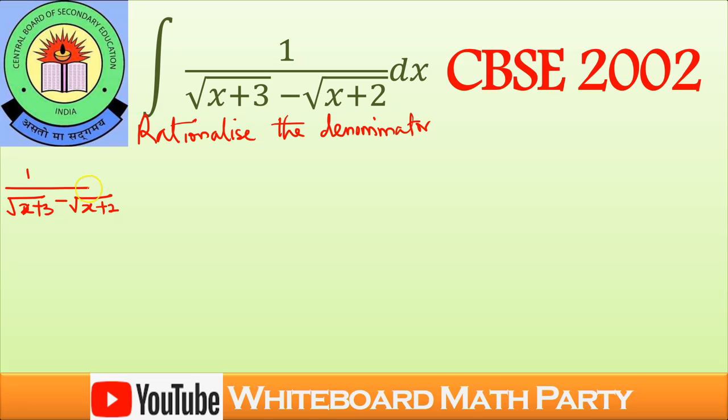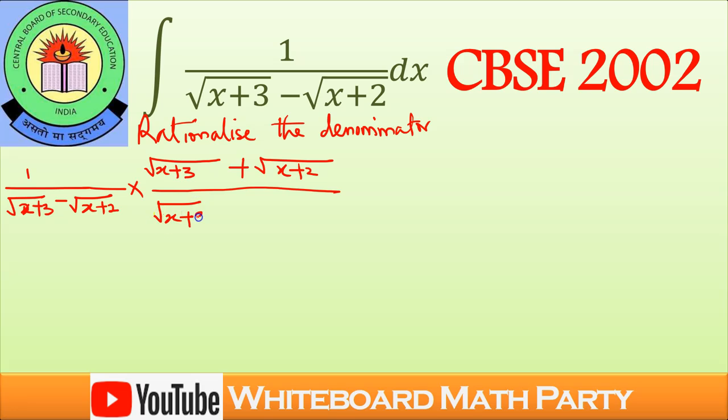I'm going to be multiplying both the numerator and the denominator in this function with the opposite signed denominator, which is root of x plus 3 plus root of x plus 2, divided by exactly the same, the root of x plus 3 plus the root of x plus 2. The brain behind this is the same brain behind equivalent fractions. This is just like multiplying it by 1, but it has a lot of effect.